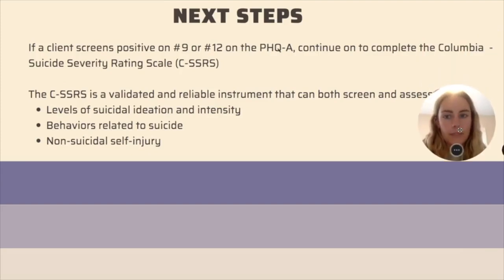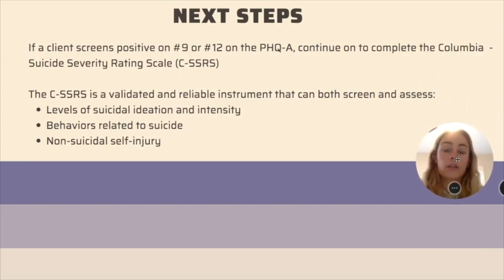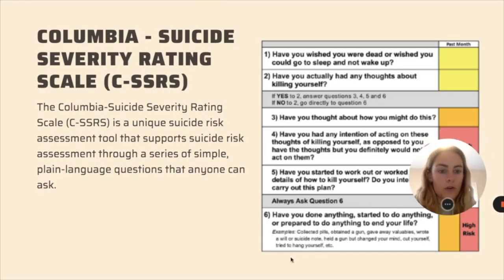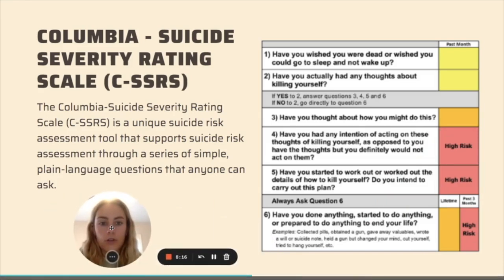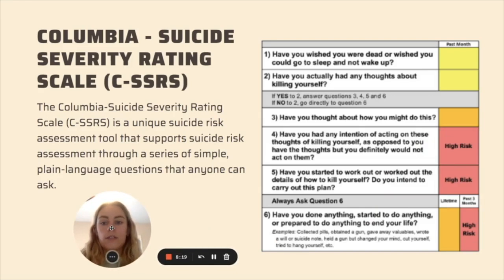So here are the next steps that we would address if a client screens positive for number 9 or number 12 on the PHQ-9: you would then continue on to complete the Columbia Suicide Severity Rating Scale, the C-SSRS. The C-SSRS is a validated and reliable instrument that can both screen and assess levels of suicidal ideation and intensity, as well as behaviors related to suicide and non-suicidal self-injury. Here is a picture of what this C-SSRS looks like. It's a unique suicide risk assessment tool that supports suicide risk assessment through a series of simple, plain-language questions that anyone can ask.